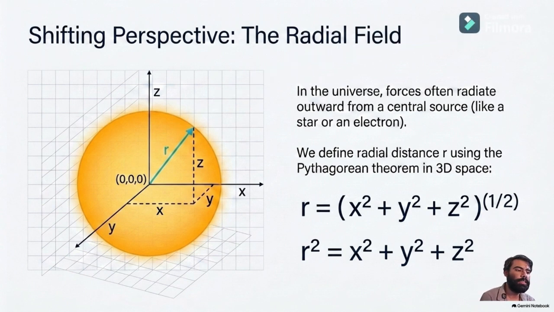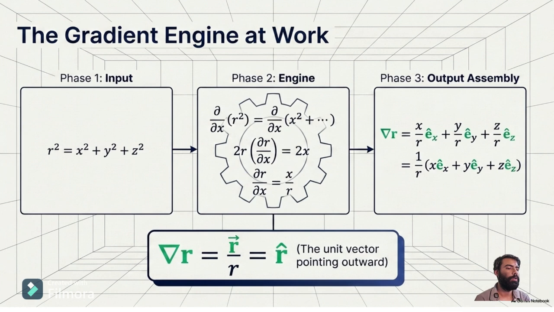Now suppose there is a force from a central source working outward. From the Pythagorean law, we find that the radial distance r is the square root of x squared plus y squared plus z squared. So r squared is x squared plus y squared plus z squared. Now we can find the gradient of this r.